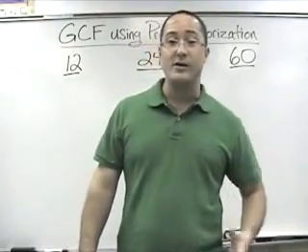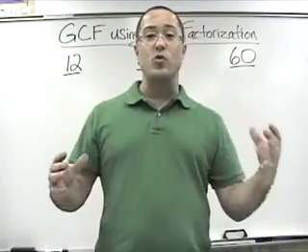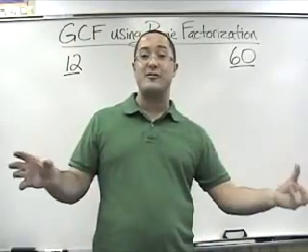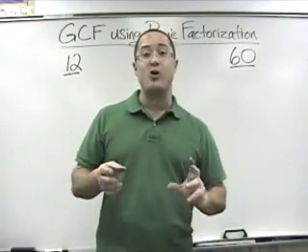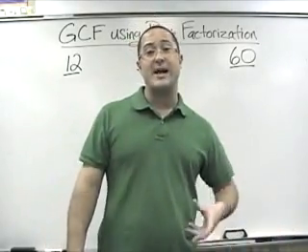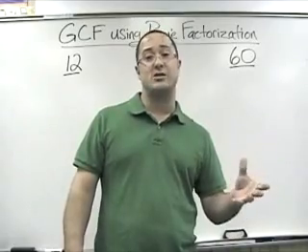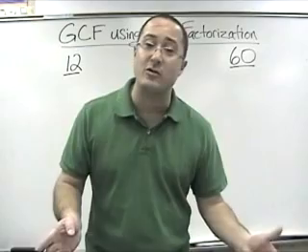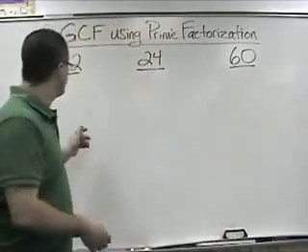But is there another way to do it? The answer is yes. What if you're working with really big numbers that you don't know all the factors for? Or if you're working with a big set of numbers, and you're trying to find a quicker way to do it? Well, there is a quicker way to do it, and that's by using prime factorization. So we're going to go ahead and find the greatest common factor for these three numbers here.